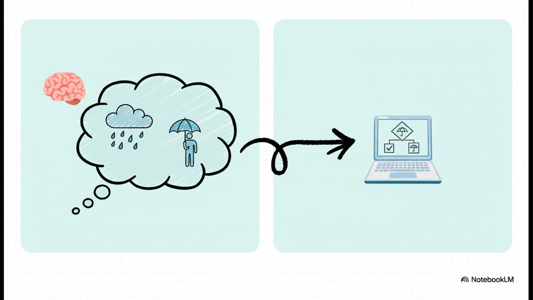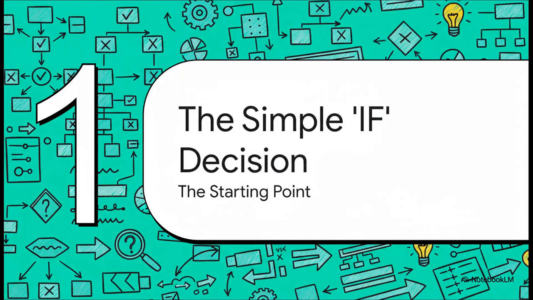When you think, if it starts raining, I'll grab an umbrella, that's conditional logic. Computers do the exact same thing. They just translate that simple thought into code. Okay, so let's start at the very beginning, the absolute foundation of all this stuff, the fundamental building block of all computer logic, the simple if decision.